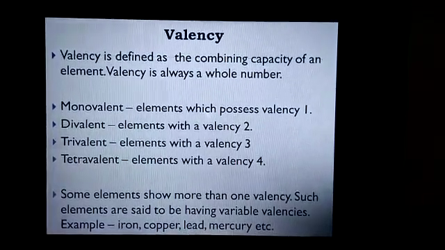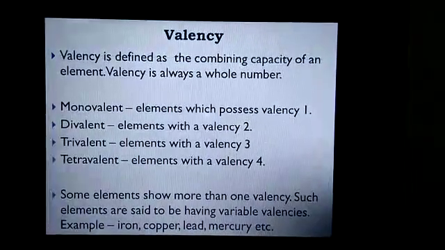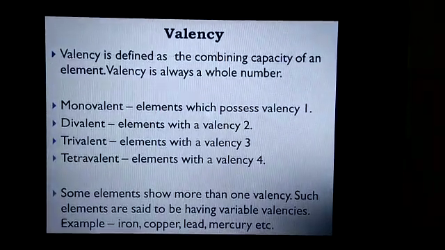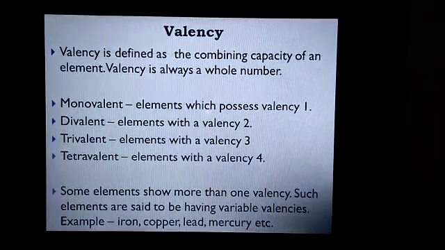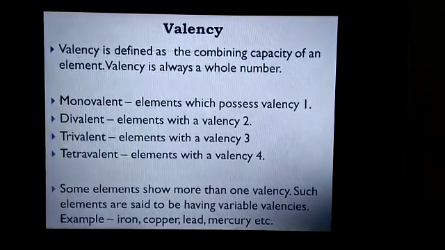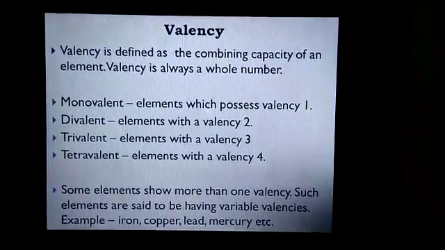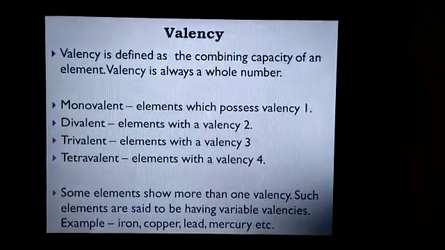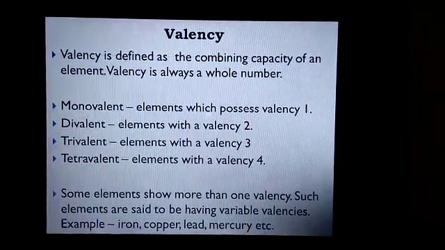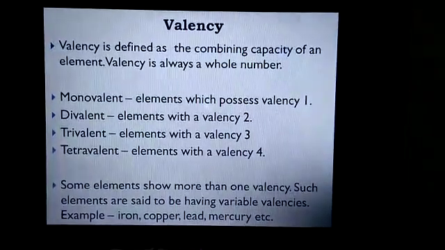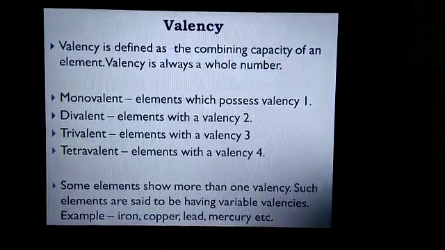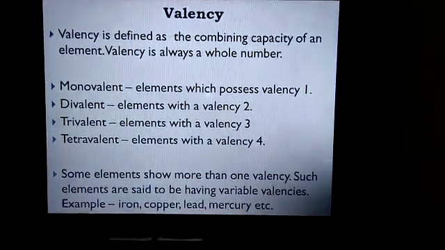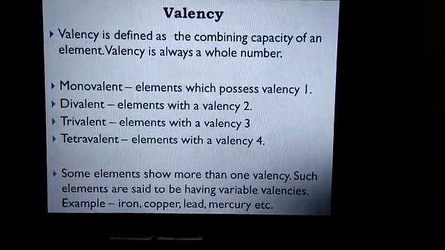As I said, valency is the combining capacity of an element. In other words, it is the number of electrons an atom can donate or accept to form a chemical bond with another atom. In short, the number of electrons either accepted or donated during a chemical reaction is called valency.